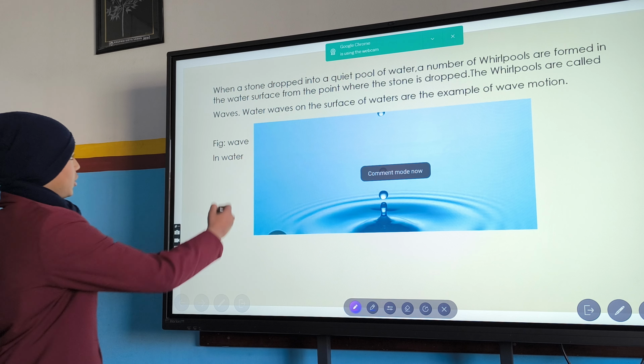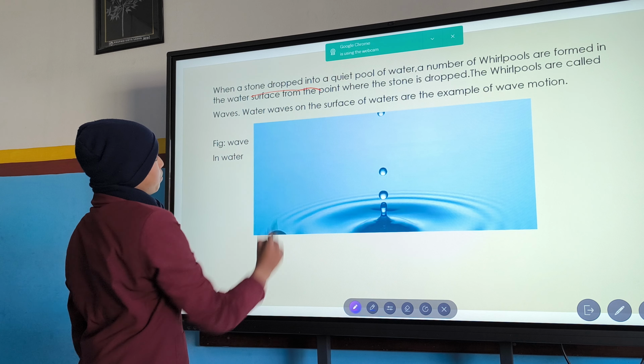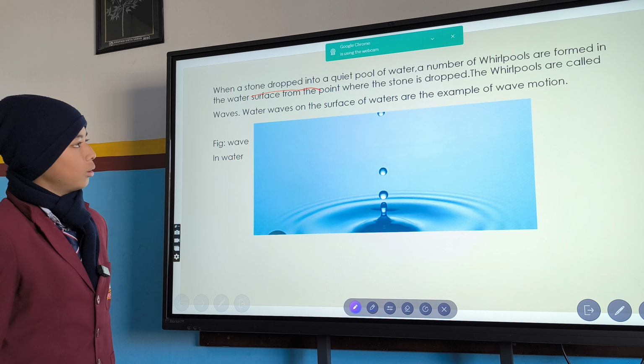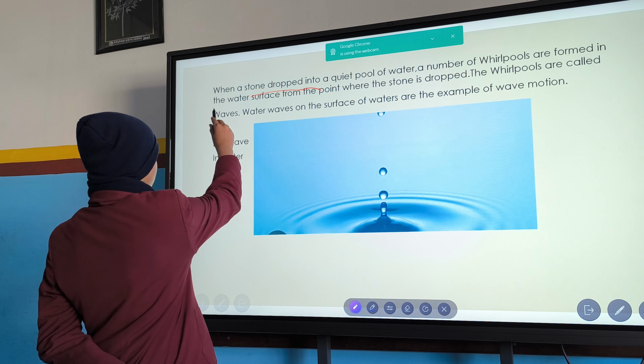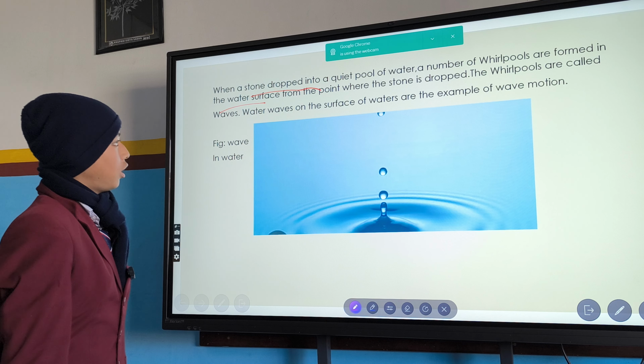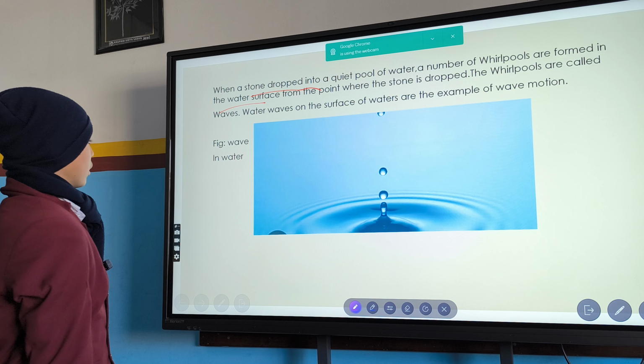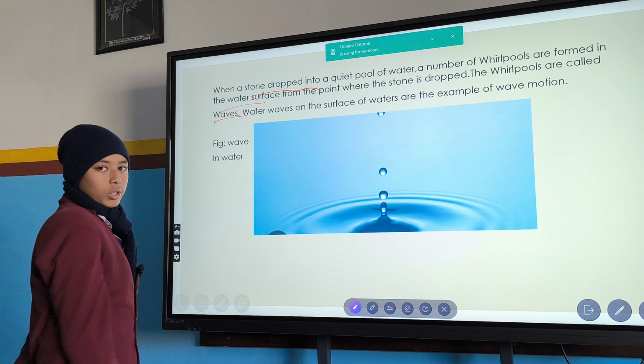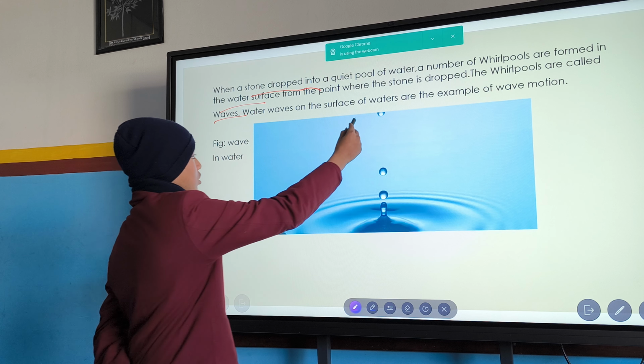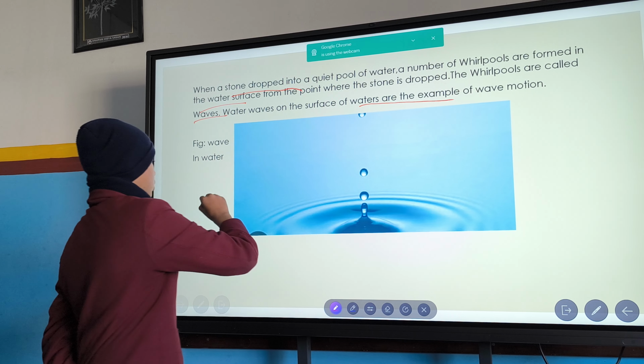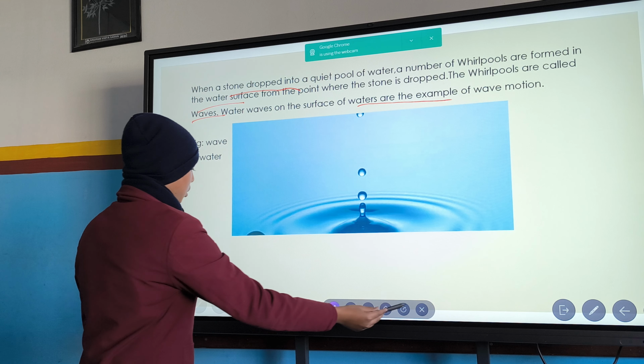When a stone drops into a quiet pool of water, a number of whirlpools are formed on the water surface from the point where the stone is dropped. The whirlpools are called waves. Water waves on the surface of water are an example of wave motion, and this is the figure of a wave in water.